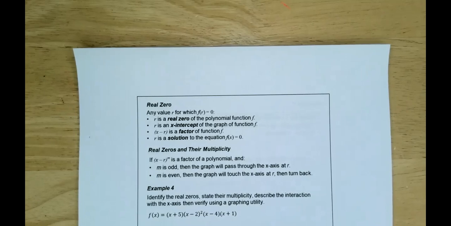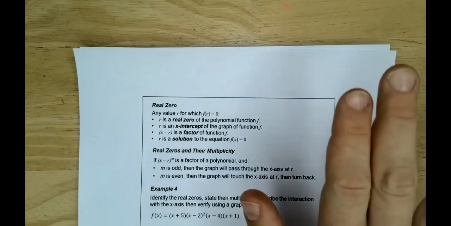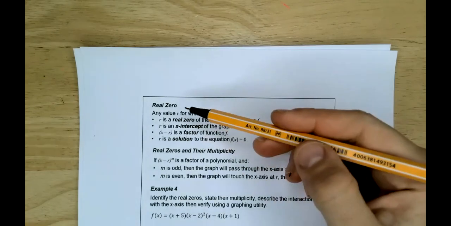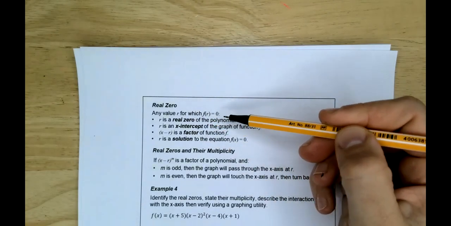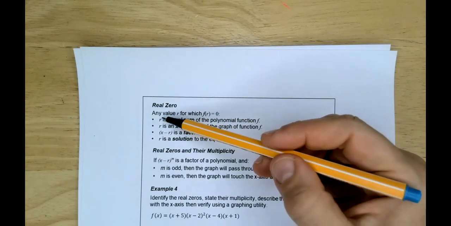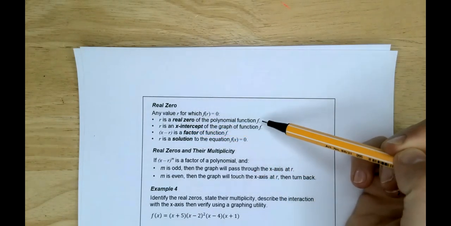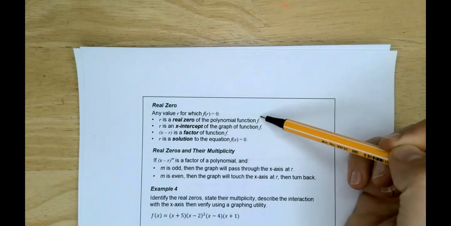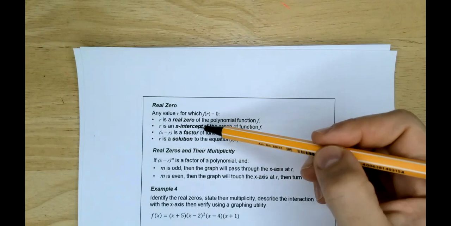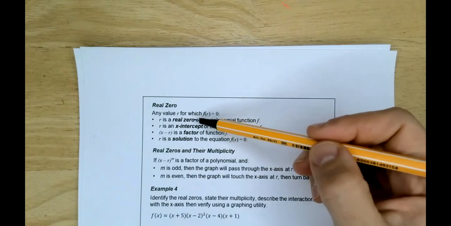A real zero is any value that you can substitute into a function and cause the entire function to equal 0. Any value r for which f of r is equal to 0. If that is true, then r is called a real zero of the function f. r is an x-intercept of the function f, which is true, right? An x-intercept is also a zero.